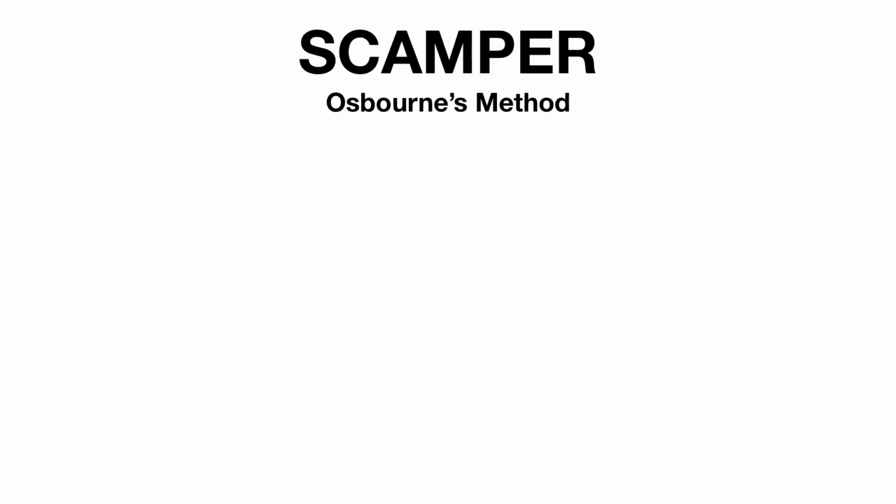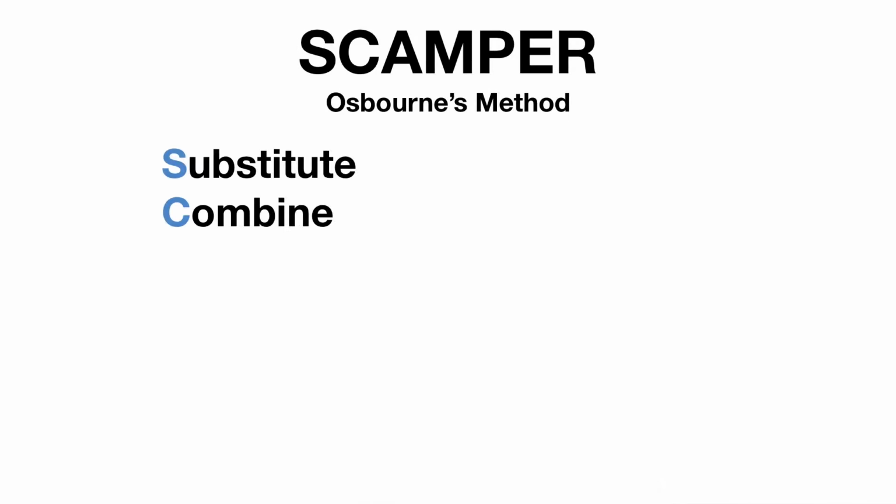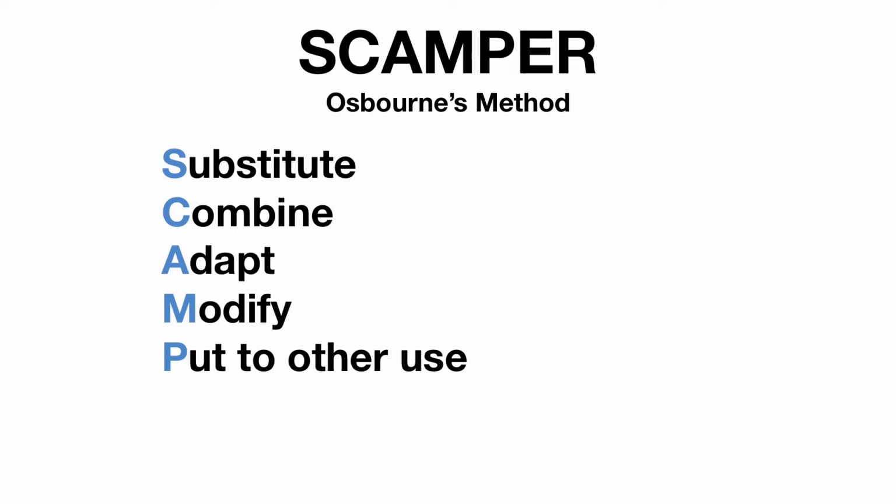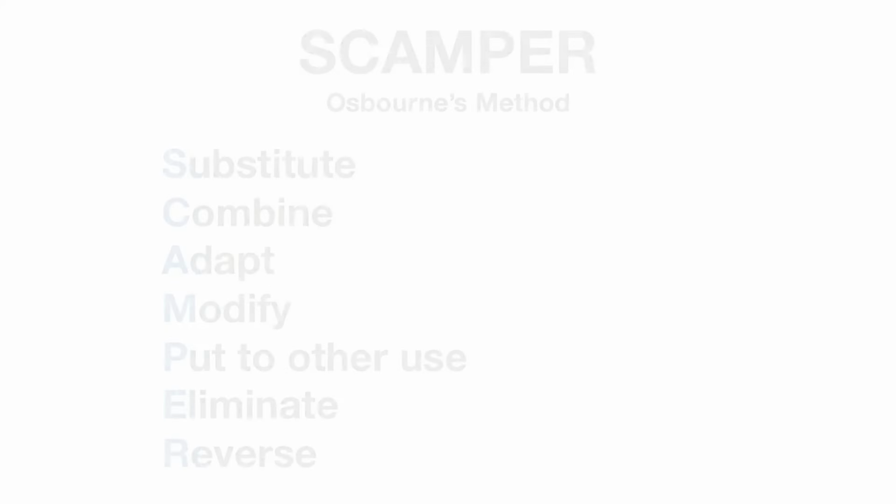During brainstorming, you want to generate lots of wild ideas. There are a number of methods to help you with this, the most common of which is called SCAMPER. SCAMPER, or Osborne's checklist, was named after Osborne, who formalized some of the rules for brainstorming. SCAMPER is an acronym: substitute, combine, adapt, modify, put to other use, eliminate, reverse.